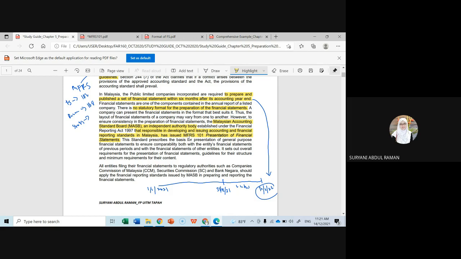So MASB, for your information, don't be confused. MASB is the authority body. Macam dia ada satu organisasi. It's an organization. This organization issues MFRS. MFRS are the accounting standards. Do you know the difference between MASB and MFRS, class? Do you know what is the difference?